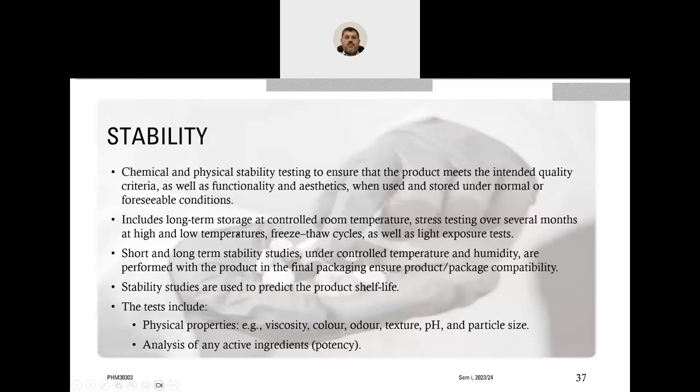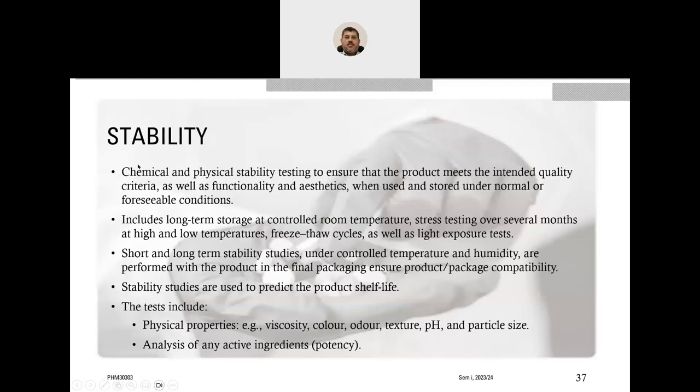This is not usually required for products that will be kept at room temperature. Okay, light exposure is to see whether the product is stable upon exposure to light or not. If not, then the package must protect the product from light, for example, use amber glass or dark containers. The short-term stability study, we call it the accelerated stability study. We usually expose them to higher temperature and higher humidity. Okay.